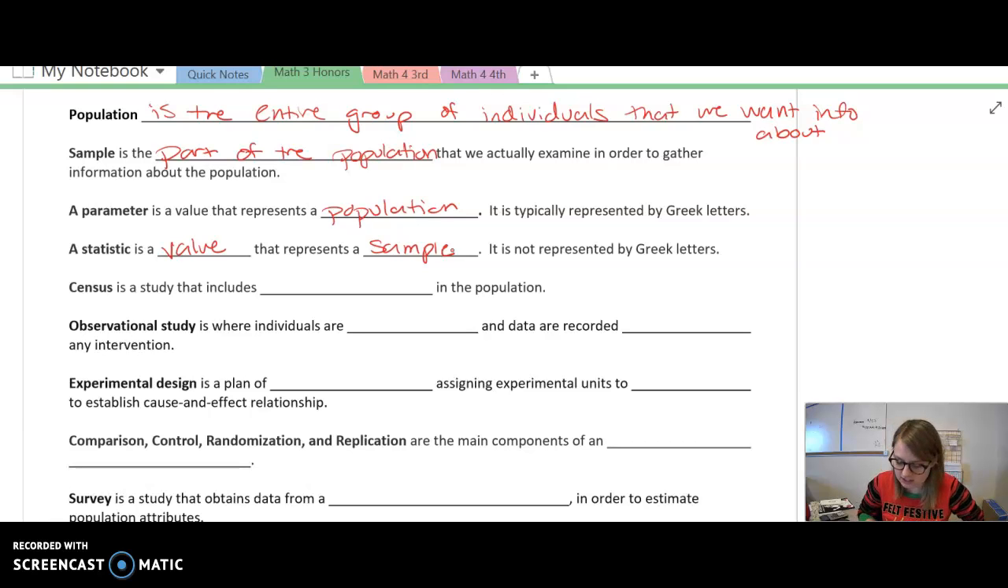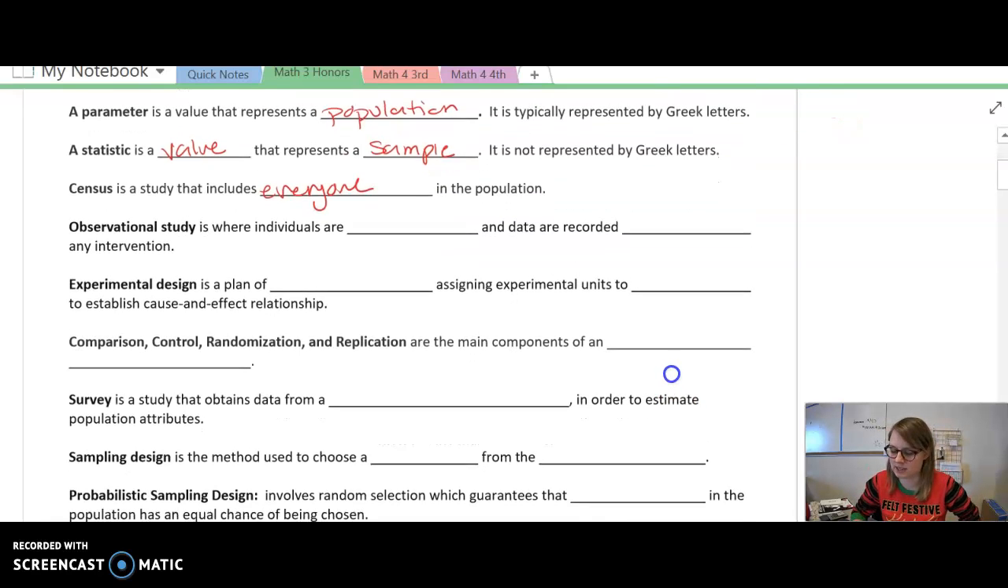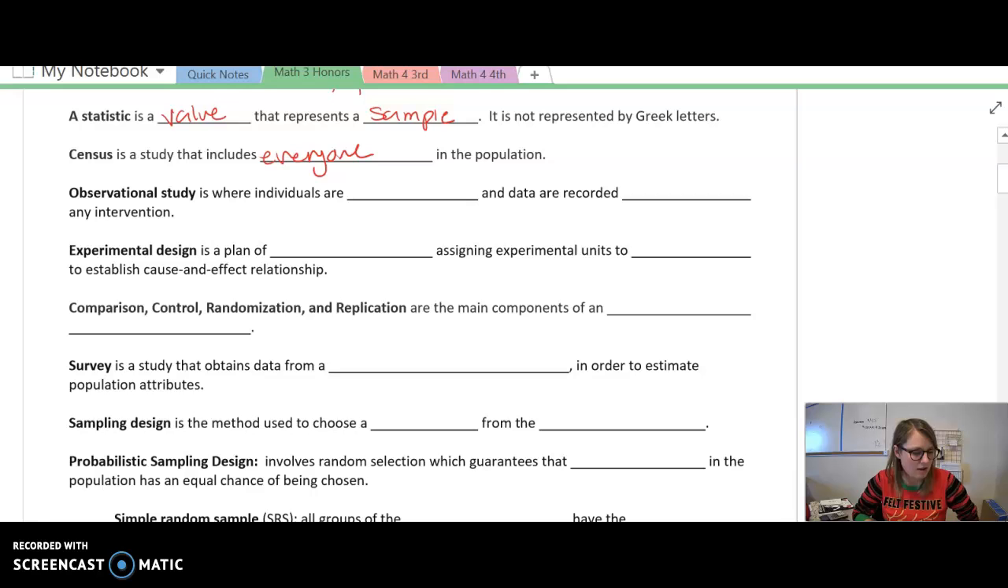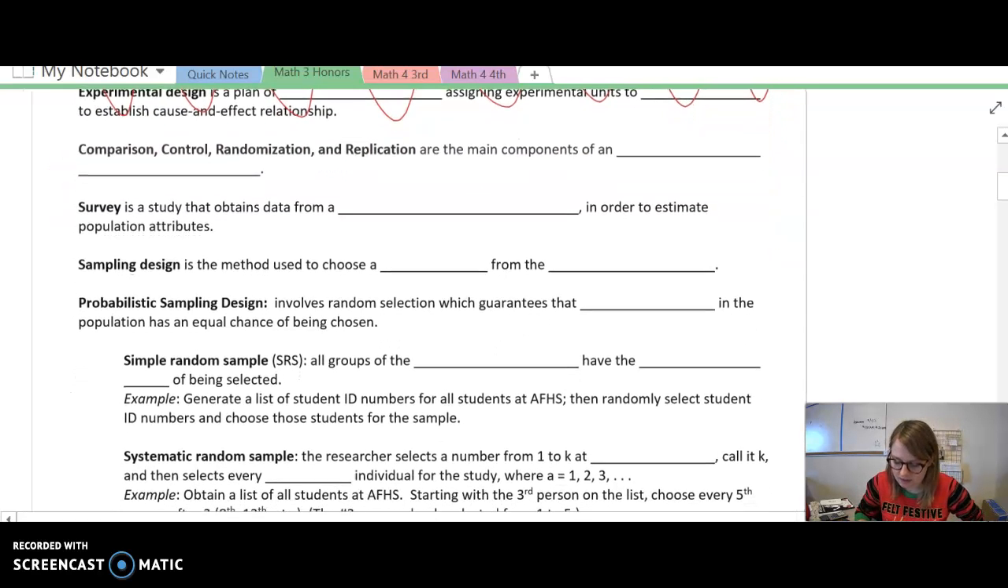A census is a study that includes everyone in the population. So you know, with the United States, we have a census every 10 years, and they must get every single one so that they can count the population of the United States. Alright, and we will not be doing these, so we don't have to worry about them.